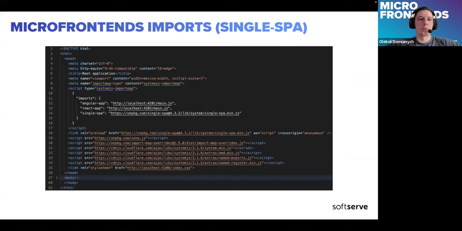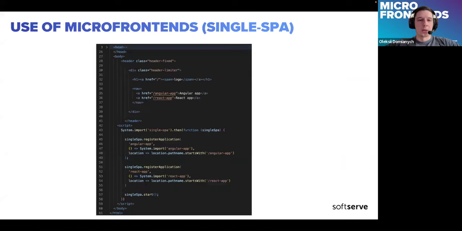And if you want to read additional information about the System.js import map, or how we should import it in single SPA, you can read the documentation. There is a very big number of different examples using different frameworks, so they have very good documentation. And if we come to the next slide, we will see how it looks in the body tag in our parent application.